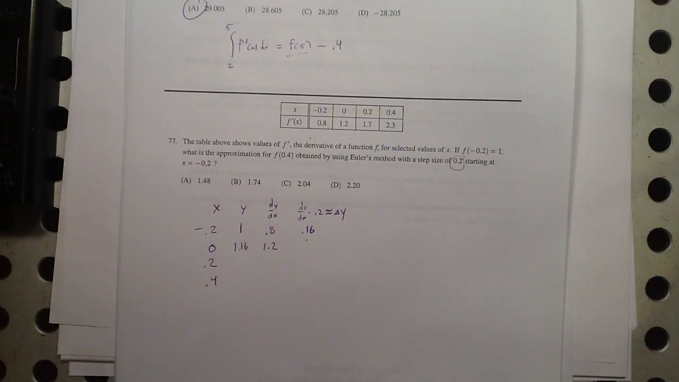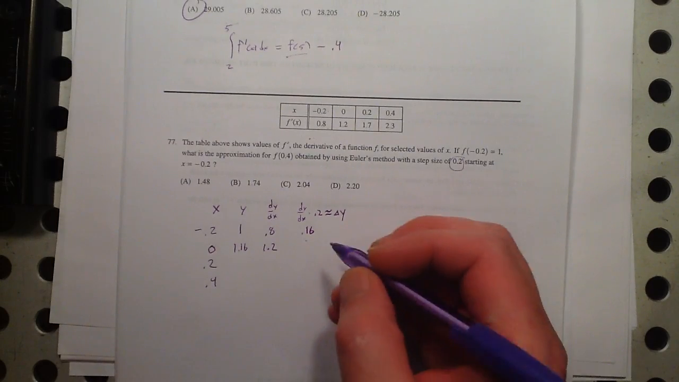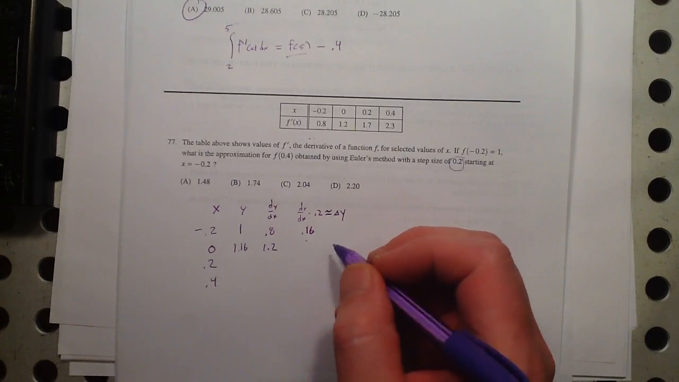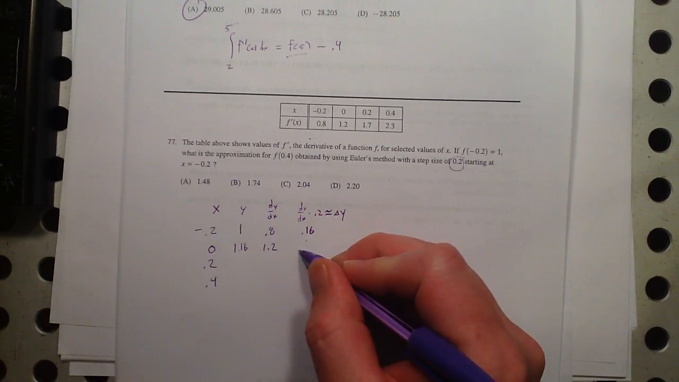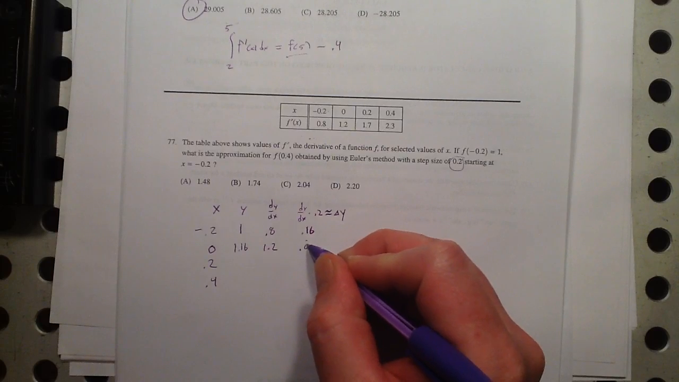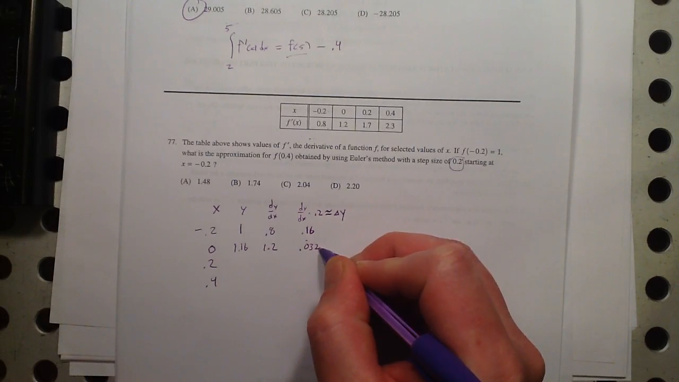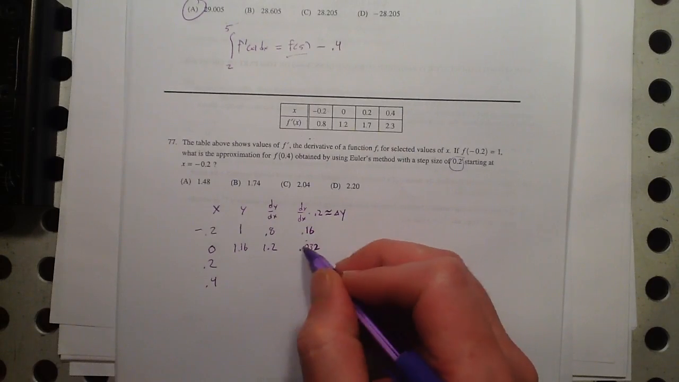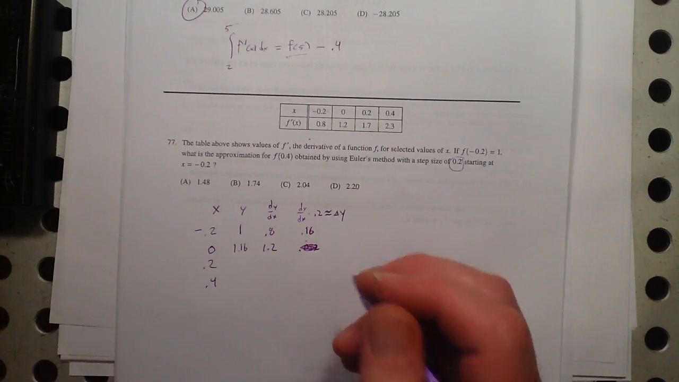Sorry, there's just a beetle crawling on my arm there. And sorry, multiply that by 0.2. That's 0.032. No, it's not. I'm multiplying the wrong thing. Just kidding. Multiply this by.